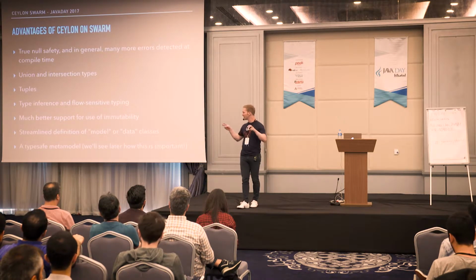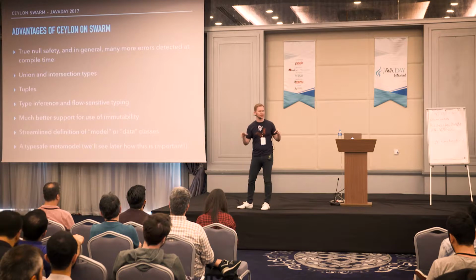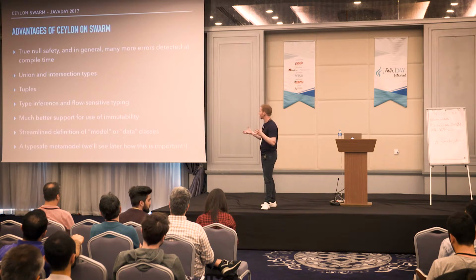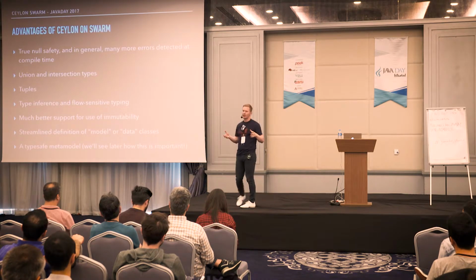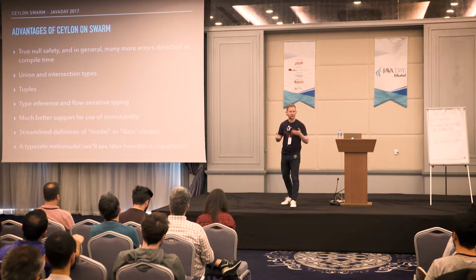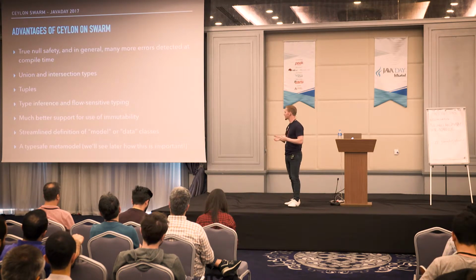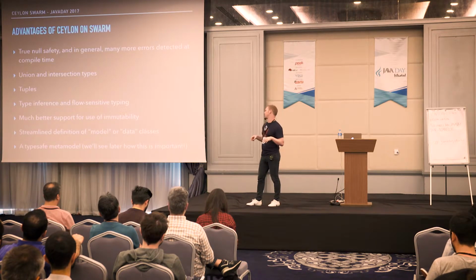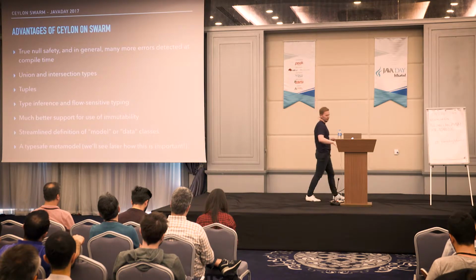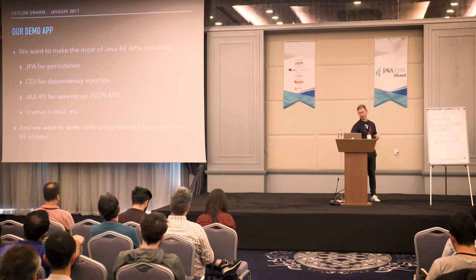syntax for defining model or data classes, the kind of classes that you would persist to a database, or that you would serialize or externalize to JSON or XML. And that's going to be rather important in this little demo app that we're going to look at, because that's one of the things we're going to touch on. And you get a type-safe meta model. I'm going to explain what that is, and we'll see a little bit later how that turns out to be useful here.